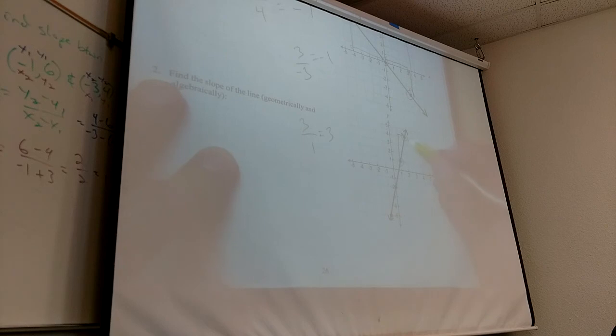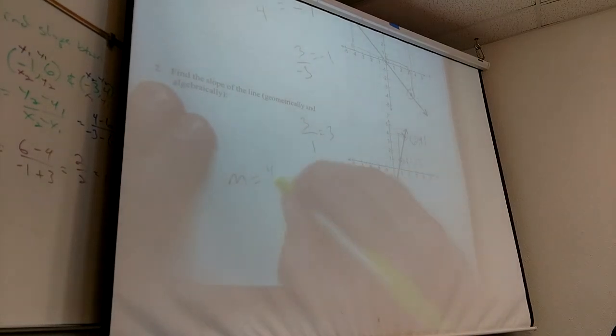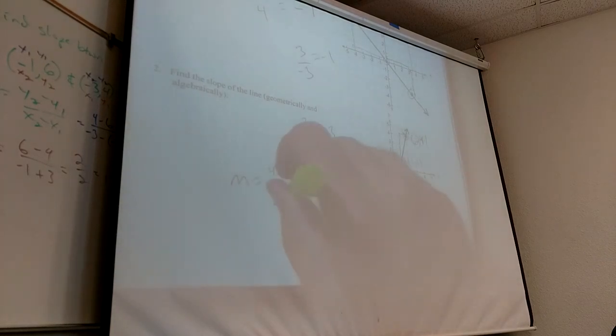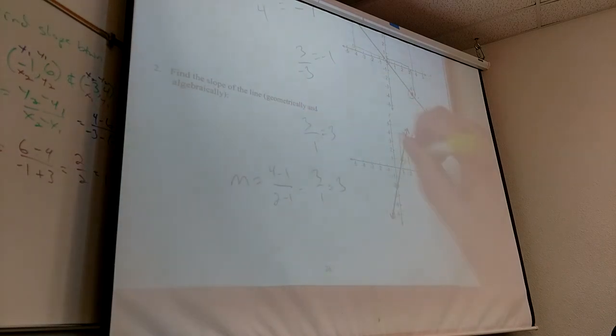Now, if I take those same points, what point is this? 2, 4. And what point is this? 1, 1. So then I use the algebraic way. I could do 4 minus 1, that's the change in the y's, over 2 minus 1, the change in the x's. And I still get 3, of course. It's got to come out to be the same thing, because this equation is built off of this geometric interpretation.